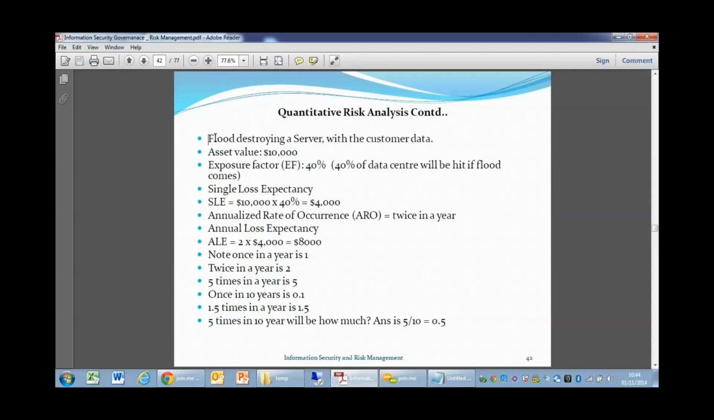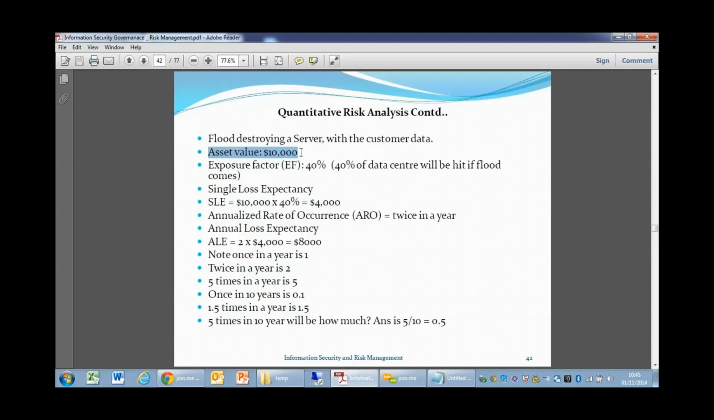Let's say there is a flood which is destroying your server, and the server has customer data. So the asset value is, let's assume, $10,000. Now how have we calculated this asset value? That is what I explained a couple of slides back, where we talked about the physical cost of that server, the associated monetary value of that customer data, what if you lose that customer data and it gets into the wrong hands, and so on. So finally you have agreed that the asset value is, let's say, $10,000.